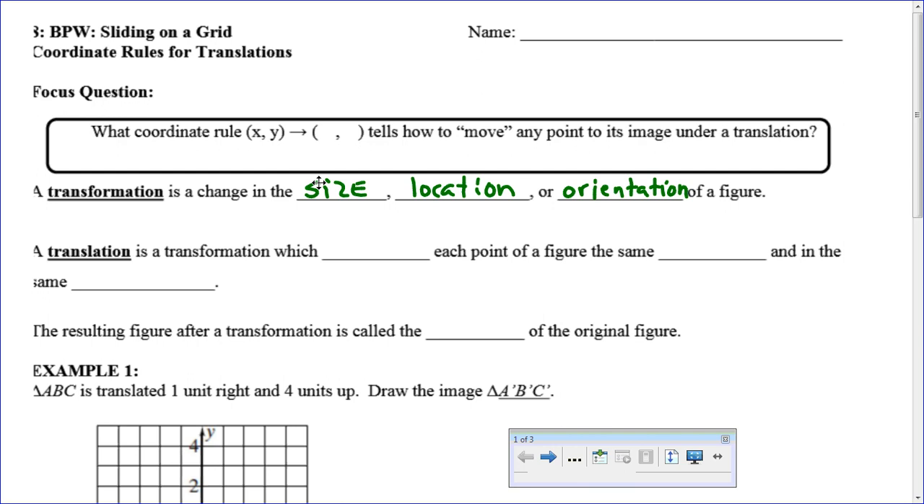So a translation is a form of transformation which slides each point of a figure the same distance and in the same, what do you think this word could be? So if we have a figure on a graph and we slide it somewhere, same distance and same position, direction. Good.